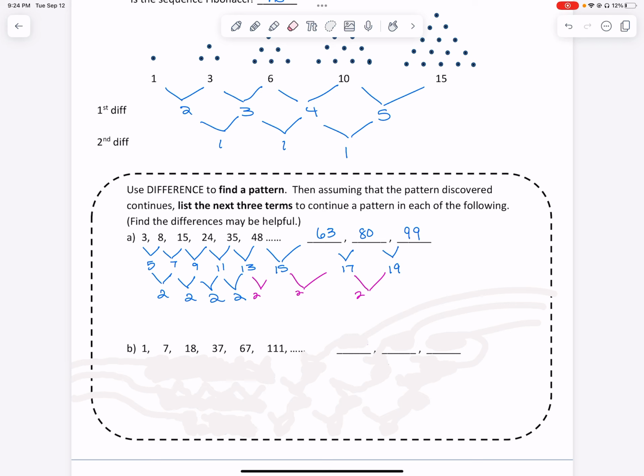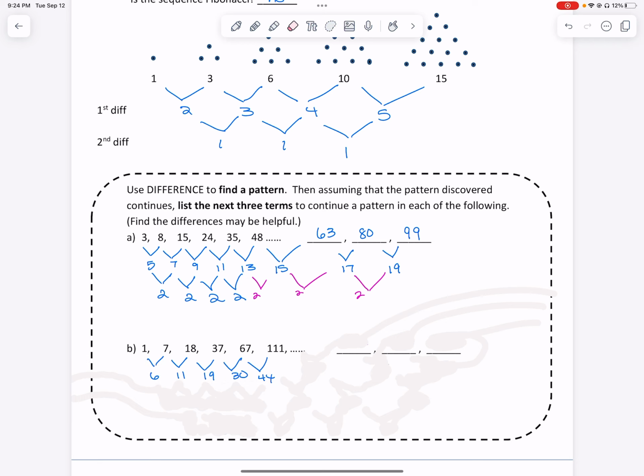When you first look at this, you may not see the pattern. But if you find the difference between the terms, and then find the pattern in those differences by finding the second difference, it shows up. So let's look at this next one.